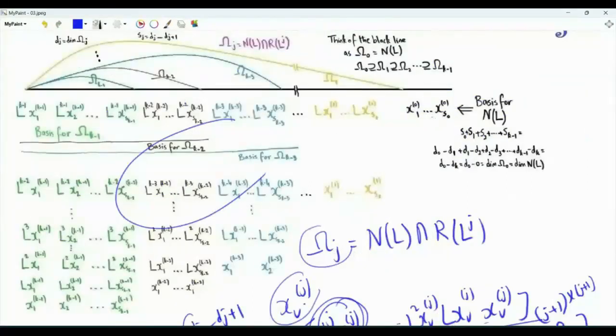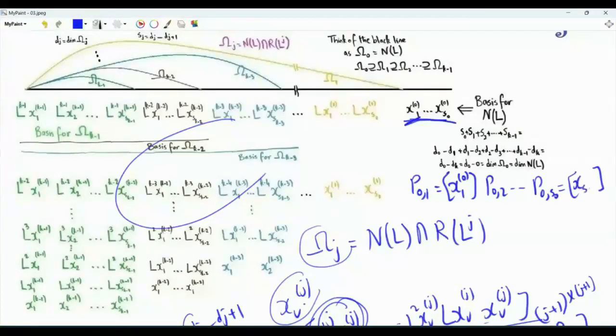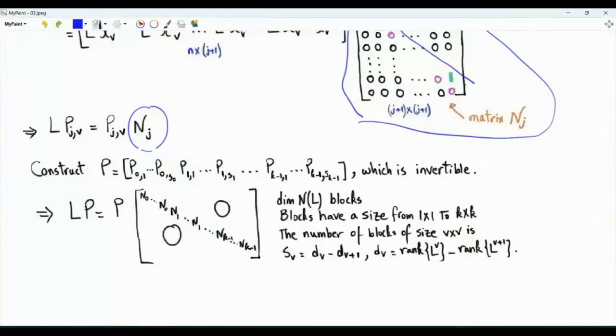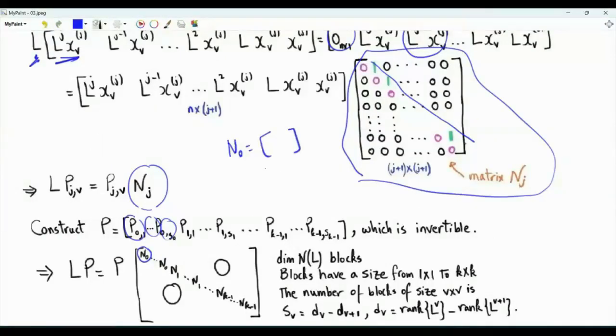The first s0 columns in matrix P will be those columns. So matrix B01 is just an n by 1 matrix which has this x1 vector. Then we have B02 all the way to B0S0, which has 1 column xs0. Corresponding to each of those n by 1 matrices is an n0 matrix. An n0 matrix is a matrix of size 1 by 1. It has 1 element which is 0.